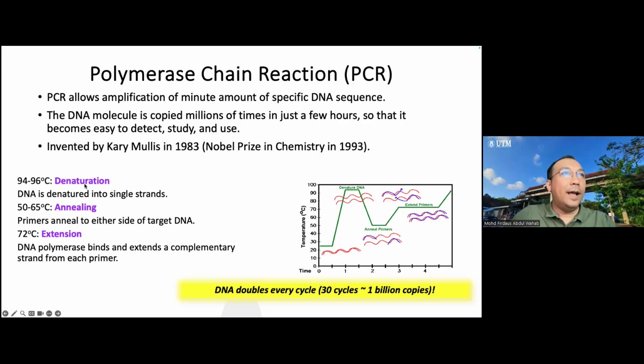So we know that PCR has three important steps, which are denaturation, annealing, and extension. And then it goes back to denaturation, annealing, and extension. We do that for 30 cycles, and we can get up to 1 billion copies of the DNA or of the gene fragment that we want to amplify.